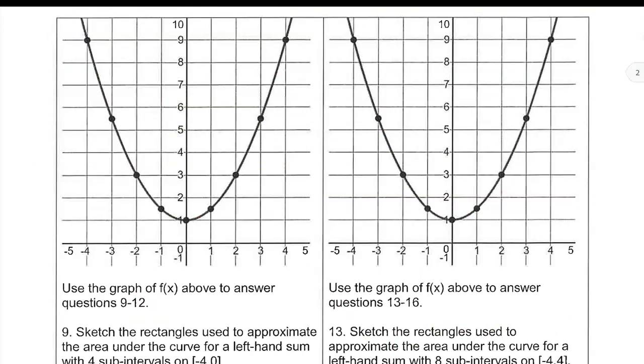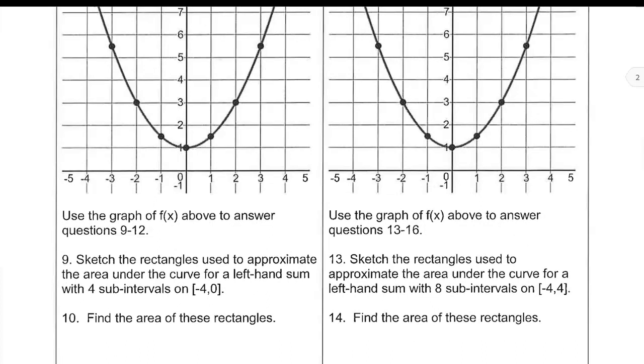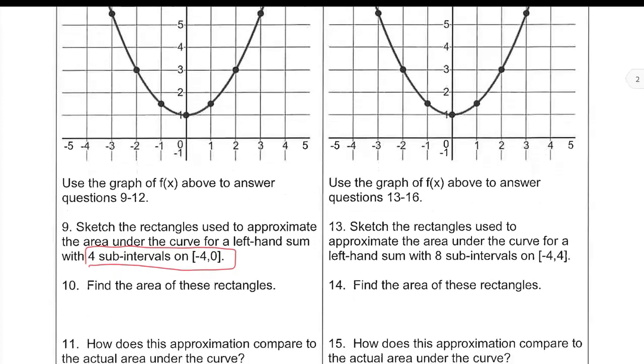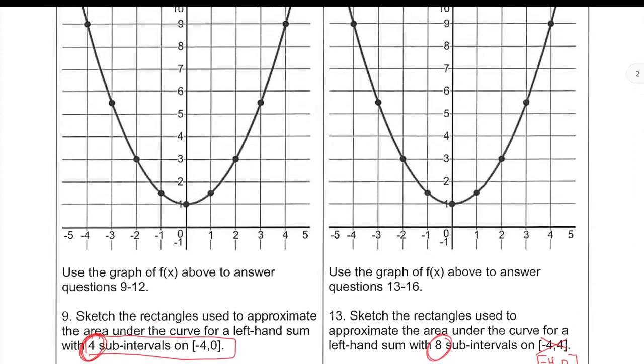I want to work on this even more, and I'm going to do the same idea on this page, but the numbers are off. I like the 4 subintervals on the -4 to 0 interval, but on the right side, the interval is not the same. So change this interval to be the same, -4 up to 0. On the left side, number 9, we're going to do 4 rectangles for 4 subintervals, and then when we go on the right side, we'll do 8. So we will see the difference in our work and how accurate we are.